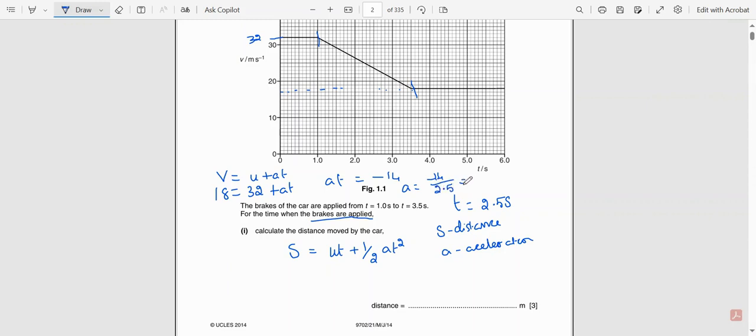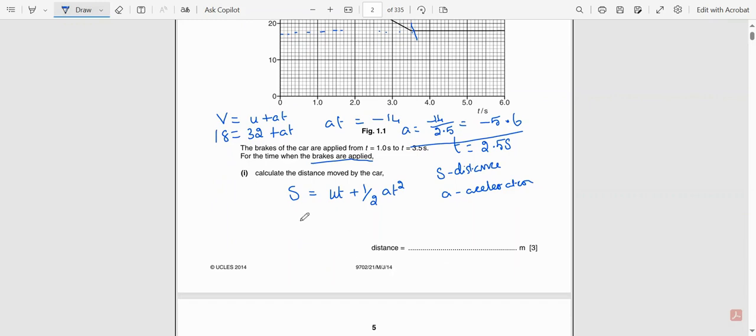So if you are doing that one, what you will get? 14 divided by 2.5, right? So 14 divided by 2.5, that will be 5.6. So acceleration we found, but negative acceleration because we are applying the brake, right? So we are decreasing the speed. That is why we are getting the negative value. So acceleration is in the negative value.